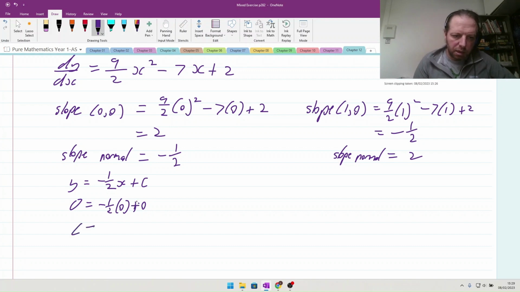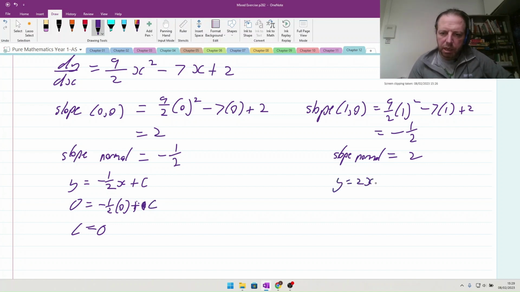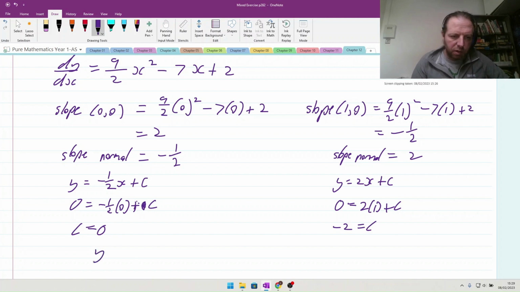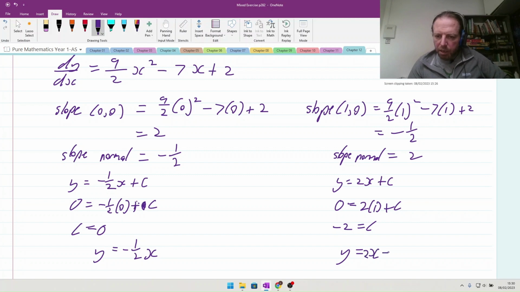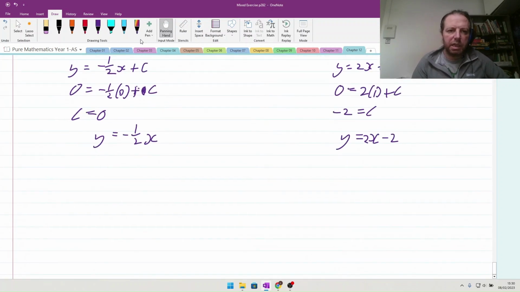So c equals 0. Okay, that should be the c. On this side, we have y equals 2x plus c. Y is 0 equals 2 times 1 plus c, so minus 2 equals c. So over here we have y equals minus a half x, and over here we have y equals 2x minus 2. Last thing to do, decide where they intersect.